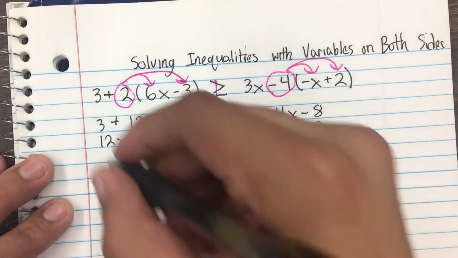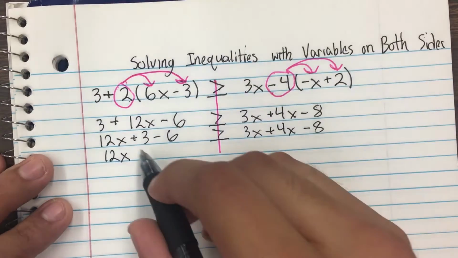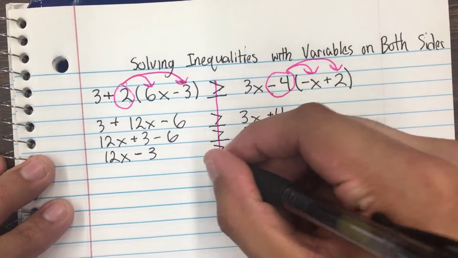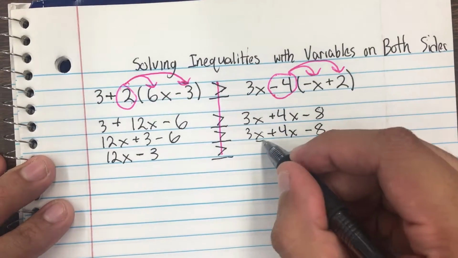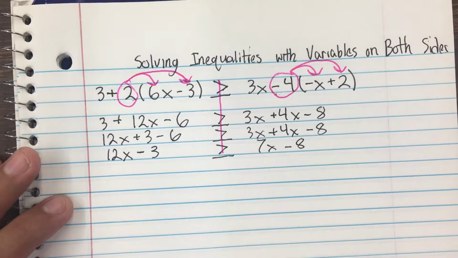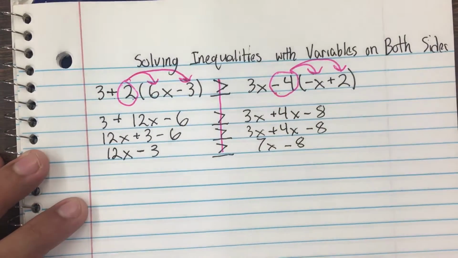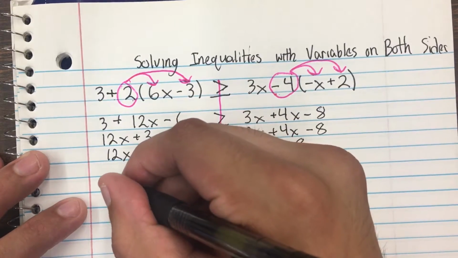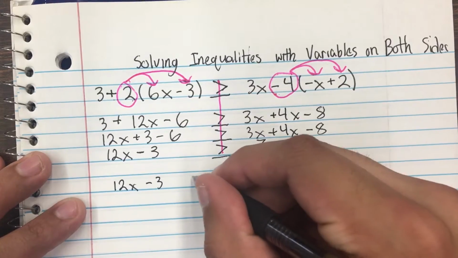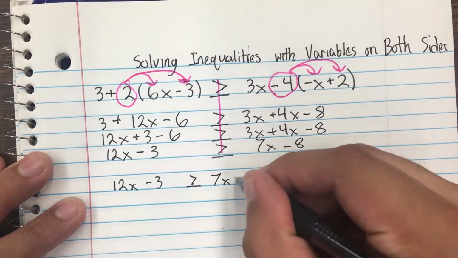From there, let's combine our like terms. I don't have any x's to add here, so I'm just going to drop it down. Now 3 minus 6 is negative 3. It's greater than or equal to 7x minus 8. Now I'm going to take a space down so I can rewrite this. Now we have 12x minus 3 is greater than or equal to 7x minus 8.